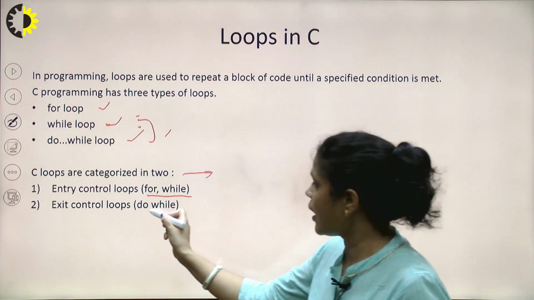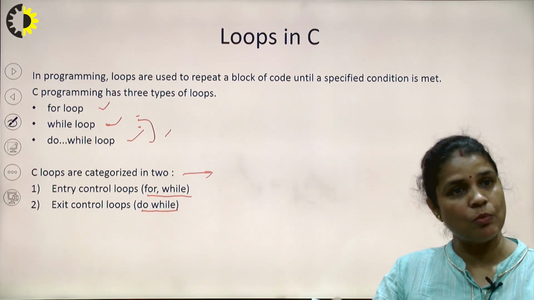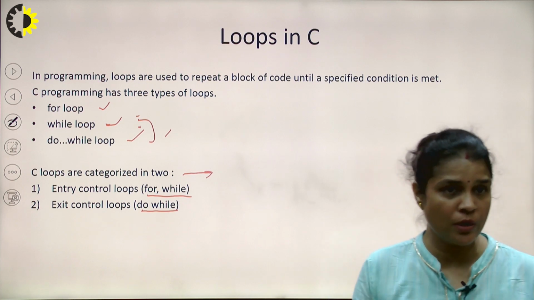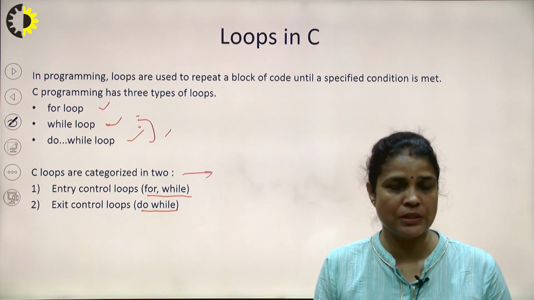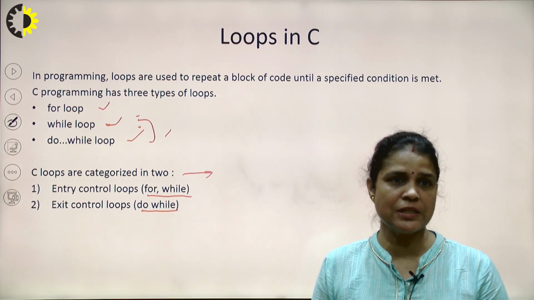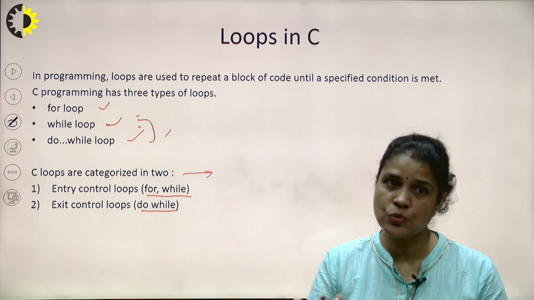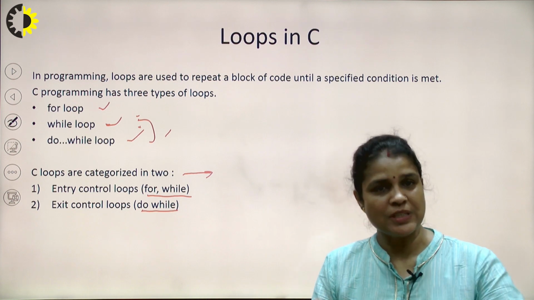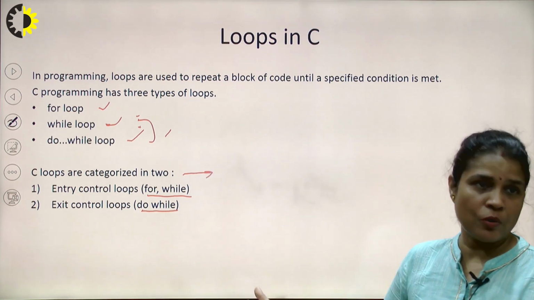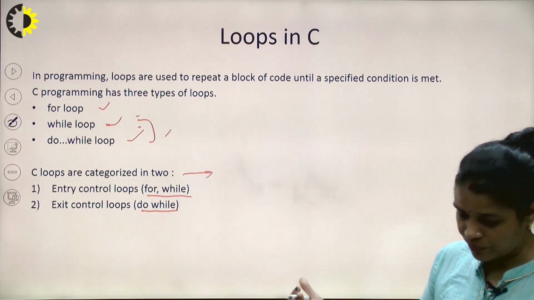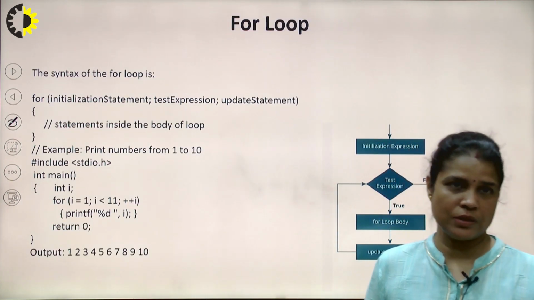Whereas the do while loop checks the condition at the time of exit from the loop. It means the loop will run once without checking a condition, and after execution of all the statements inside the loop, it will check the condition, and if the condition is true, then the loop statements will be repeated. Now, when we go deeper into these loops, then we will understand how they work. Okay. So first of all, we will start with the for loop.